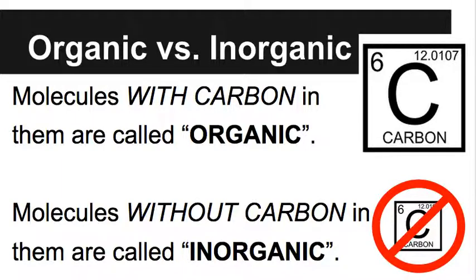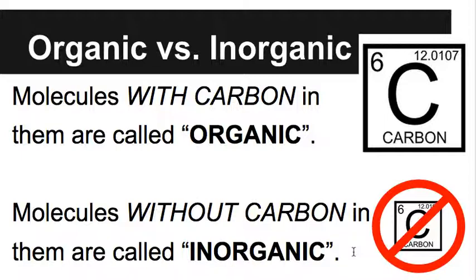Let's start with organic versus inorganic. We actually covered this in Unit 1, but let's go back and review this. Molecules with carbon in them are called organic. So they must contain carbon. That's pretty much it. You should also know that pretty much everything that's alive or any living organism is going to be organic. It's going to contain carbon.